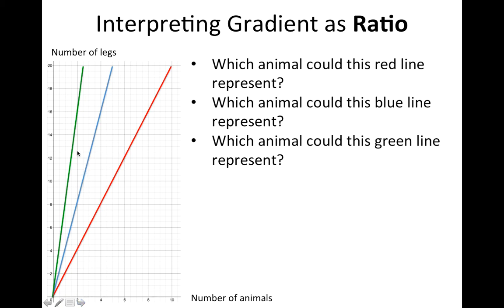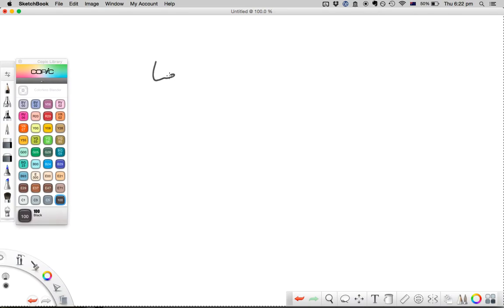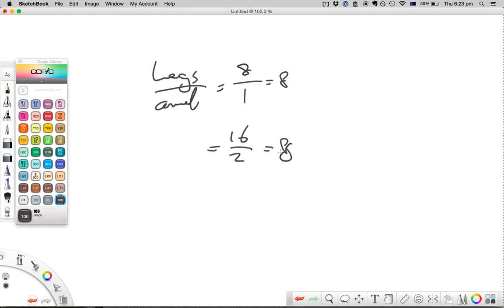Well, 2 of them, we've got 16 legs. One of them, 8 legs. Well, that's an easy way of doing it, isn't it? One of them, 8 legs. So legs per animal equals 8 over 1 equals 8. Or the other numbers we had was 16 over 2 equals 8. So one animal has 8 legs.